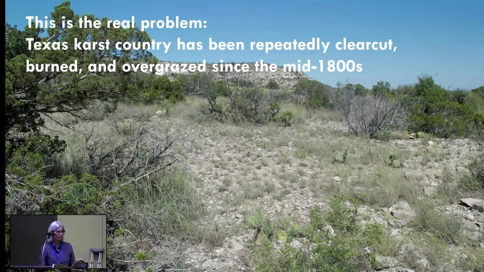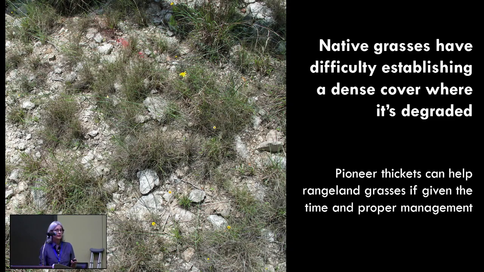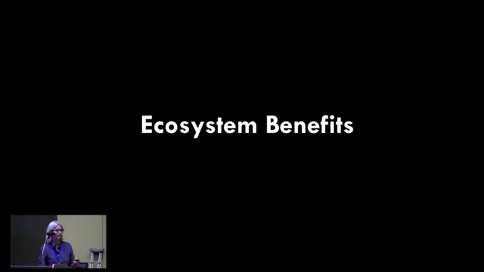And this is the real problem. Texas karst country has been repeatedly clear-cut, burned, and overgrazed since the mid-1800s. Much of it remains degraded today with less than 2% organic soil carbon. The native grasses have difficulty establishing a dense cover where it's degraded. Pioneering thickets can help rangeland grasses if given the time and the proper management.